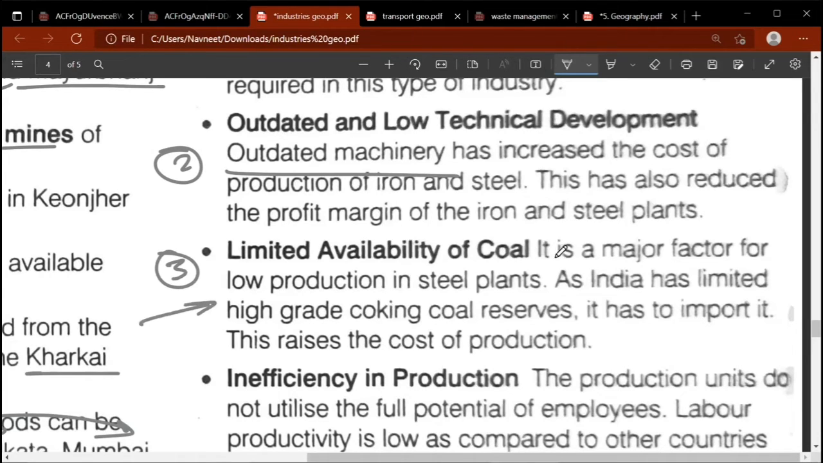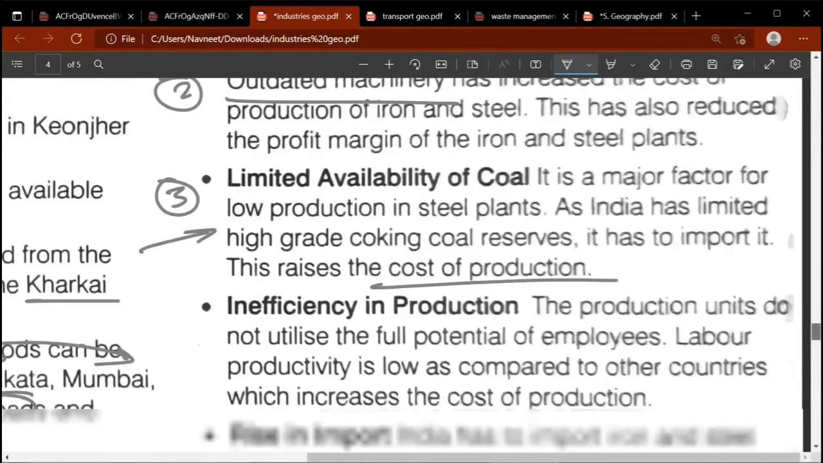Limited availability of coal, it is a major factor for low production in steel plants. As India has limited high-grade coking coal reserves, it has to import it from other countries. This raises the cost of production.